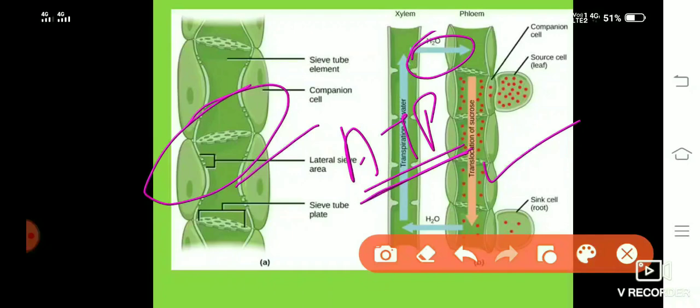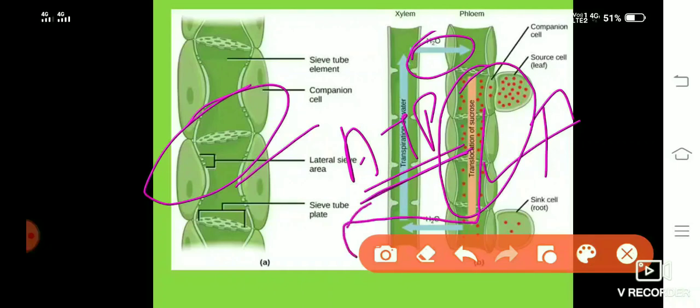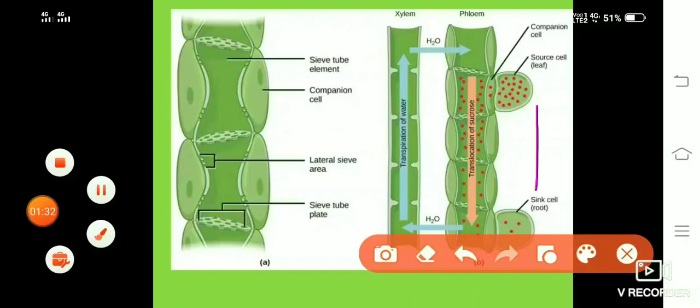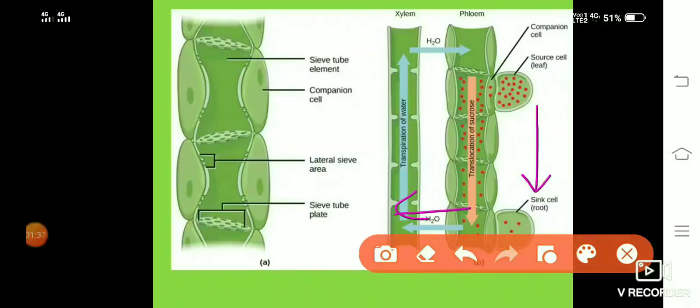As a result of this, the pressure in the phloem increases. When the pressure inside the phloem increases, phloem moves the food to all the parts of the plant having less pressure. So here the molecules move from a higher pressure to a lower pressure. Got it? Now this is how the phloem moves the food to all the parts of the plant having less pressure.